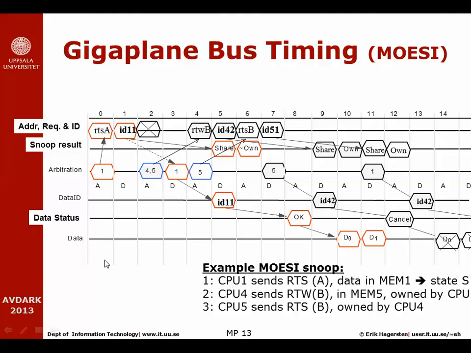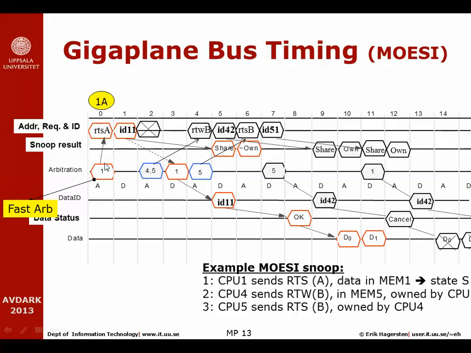So what's going to happen here is that the first thing is that module number 1 is going to try to arbitrate for the bus. So that's what's happening right here. Module number 1 arbitrates for the bus for sending out the read to share request. So we're going to see the read to share request. This is the first transaction here, and we have the address phase starting right here.